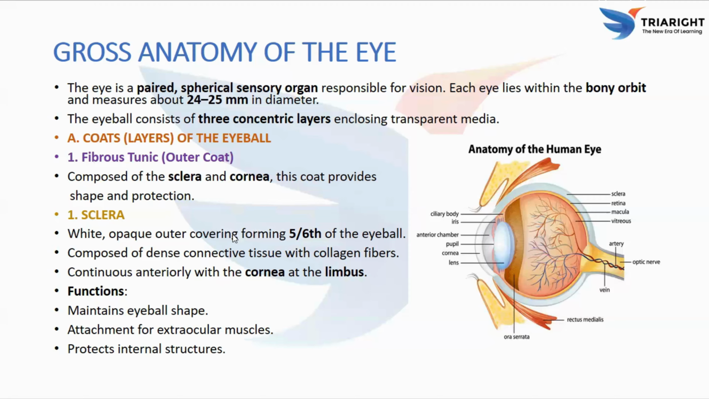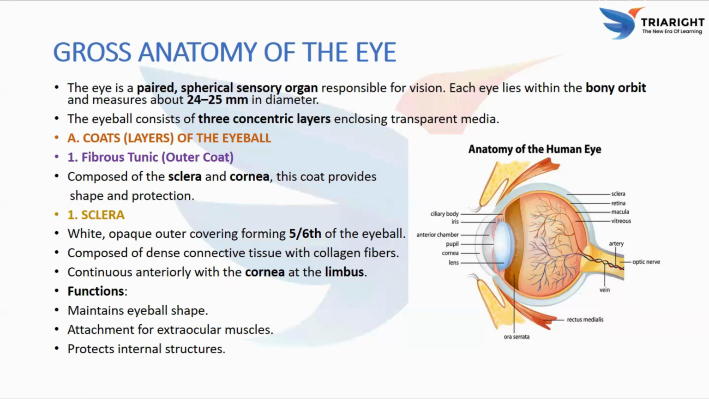So what is its structure? It is made up of dense connective tissue which is packed with the collagen fibers. So this collagen fibers, it gives its strength and rigidity to the eyeball. So it becomes transparent anteriorly and it continues to as the cornea at the limbus, which is a circular junction between sclera and cornea.